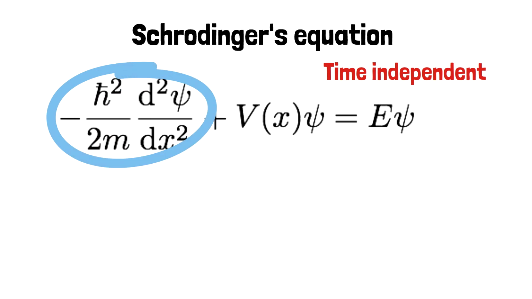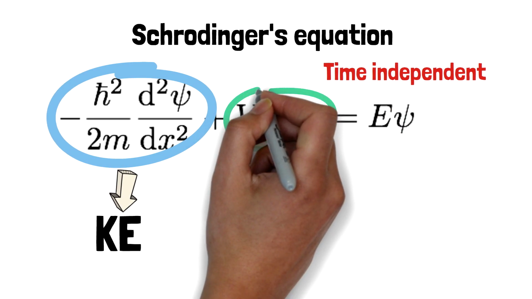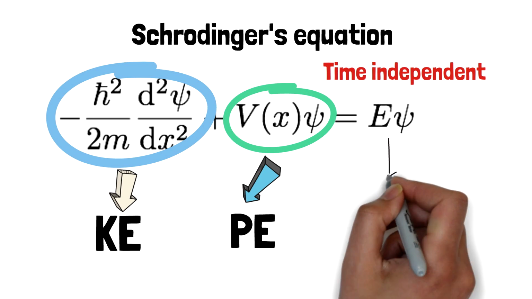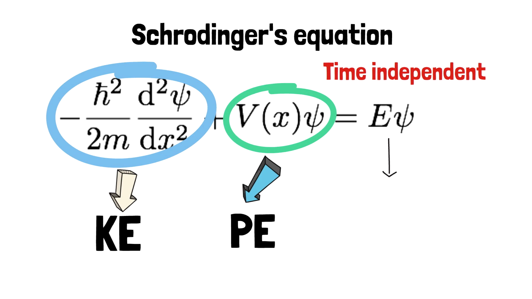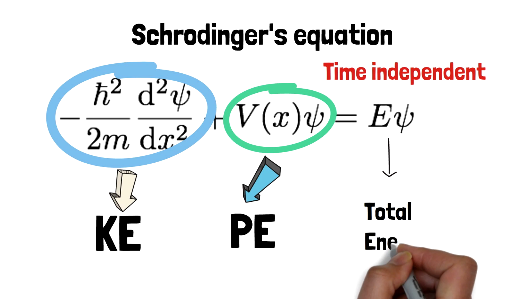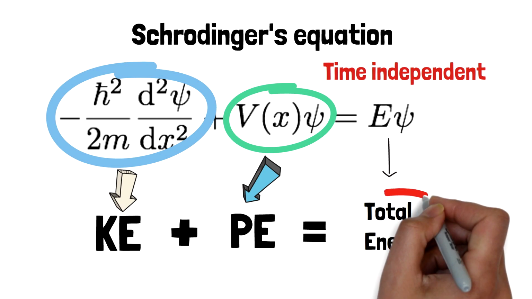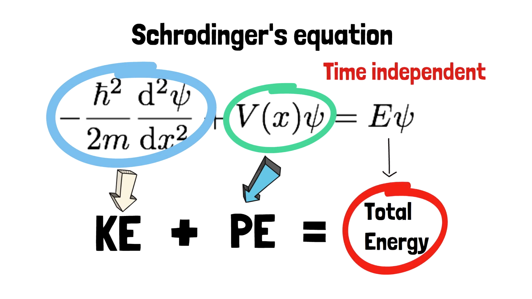This part of the equation circled in blue indicates the kinetic energy of the particle, whereas this part circled in green indicates the potential energy of the particle. For every single microscopic particle, its total energy is equal to kinetic energy plus potential energy. Therefore, we can see this Schrodinger's equation as an energy equivalence.